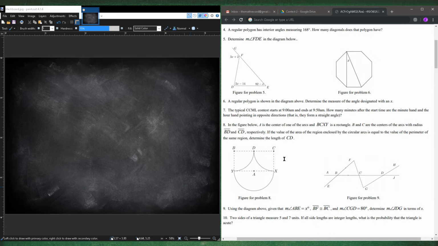Question 7. The typical CCML contest starts at 9 a.m. and ends at 9:50. How many minutes after the start time are the minute hand and the hour hand pointing in opposite directions?